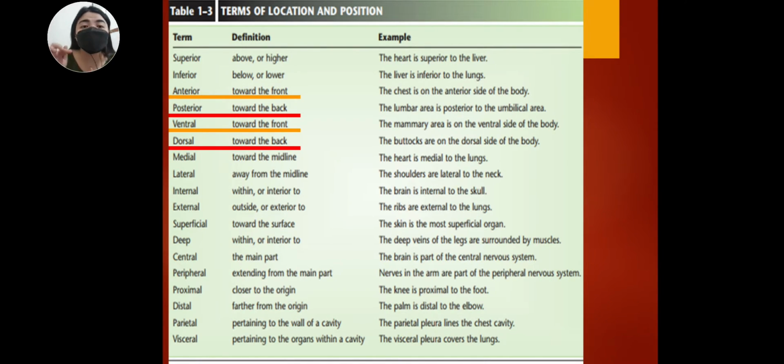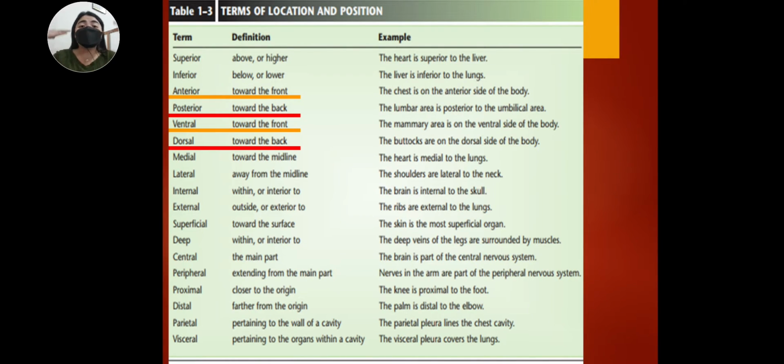So next to posterior, we have ventral. As I've said, all the highlighted parts have the same definition. We have anterior, the same as ventral, and we have posterior, the same as dorsal. For the ventral, it is toward the front again. So the mammary area is on the ventral side of the body.